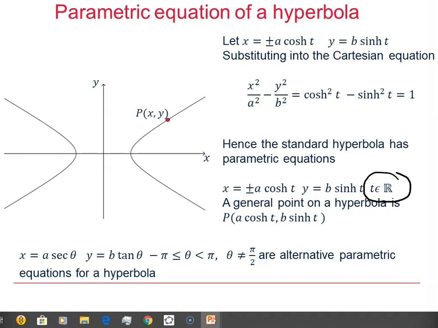An alternative set of parameters for the hyperbola, so the hyperbola has two different sets of parameters that you can use. An alternative set is a sec theta and b tan theta, and in that case theta lies between negative pi and pi. So it's worth checking through and making sure that you understand that those parameters also give you x squared over a squared minus y squared over b squared is equal to 1.